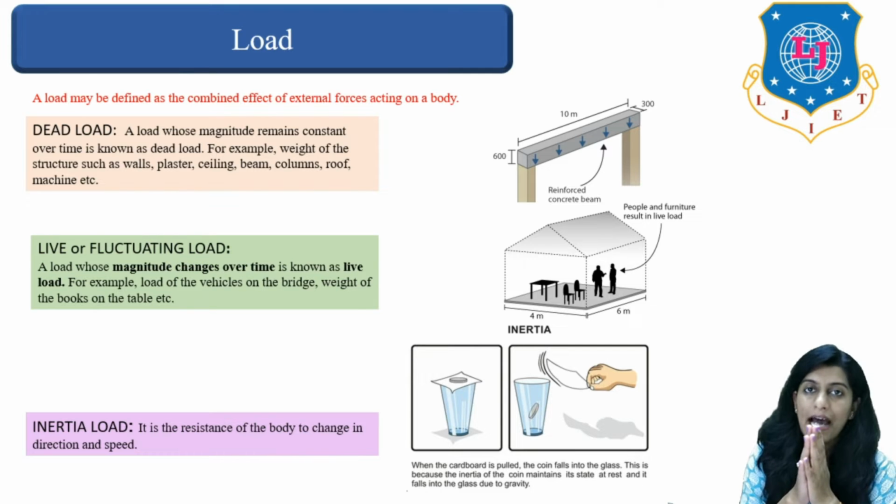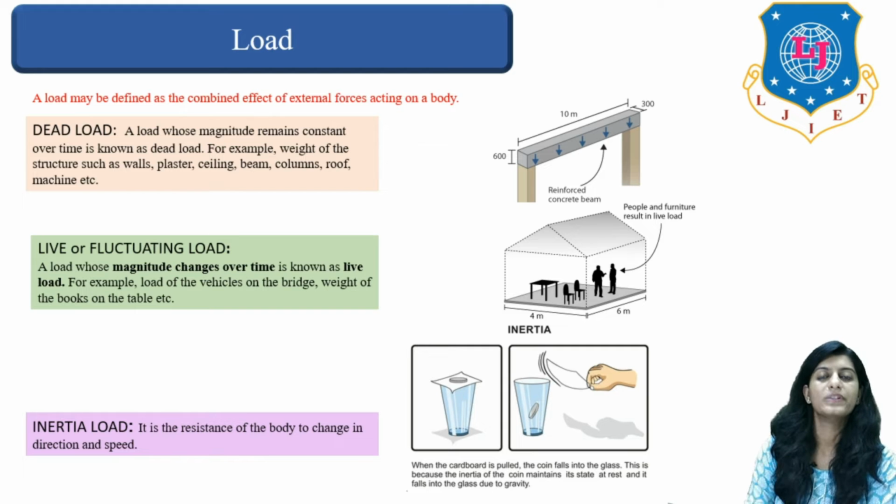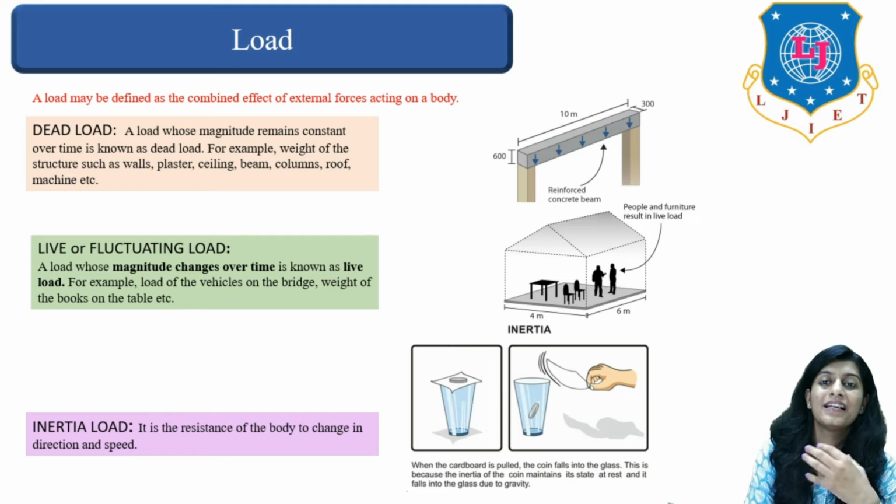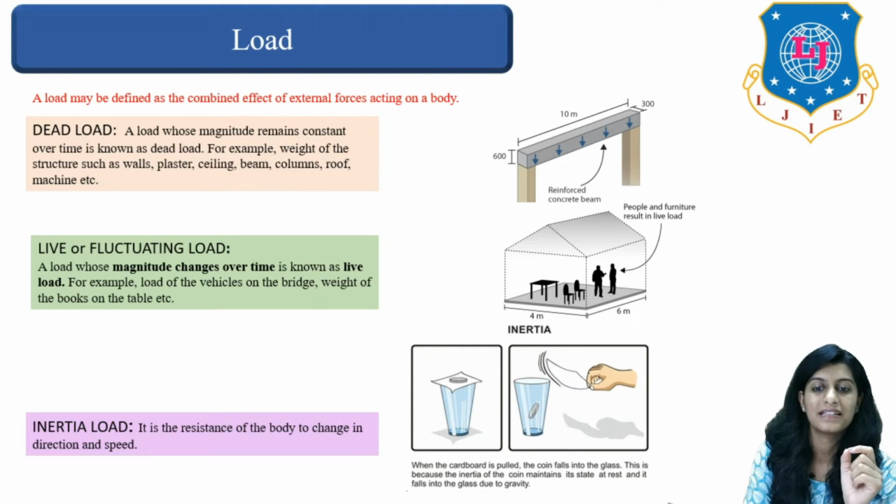Now, there are different types of load. One by one we will see what these different kinds of load are. Let us first consider dead load. As the word suggests, it is a dead load. Dead load means it is not in living condition, it is not live load, right? So it won't change any conditions, right? So dead load is a load whose magnitude remains constant over time. A load whose magnitude remains constant over time is termed as dead load.